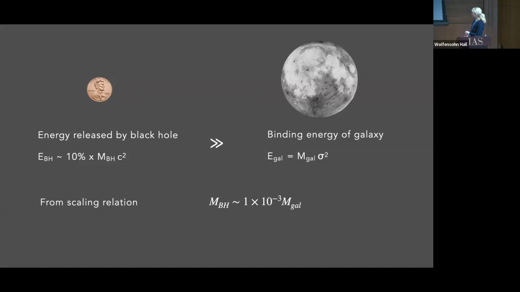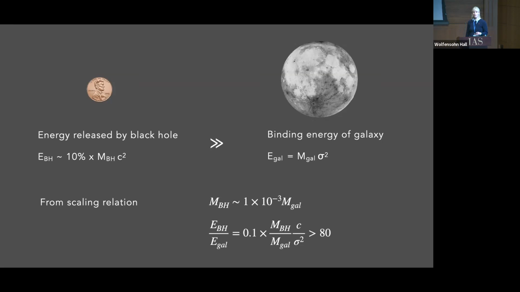So from scaling relations, we know that the masses of black holes are about 1,000 times smaller than the masses of the host galaxies. And when we plug in the numbers and calculate the ratio of these two energies, we find that it is much, much larger than 1. Meaning, if just a tiny fraction of the energy released by the black hole can somehow couple to the gas inside the galaxy, for example through launching winds and outflows, that can have a profound effect on the galaxy evolution.